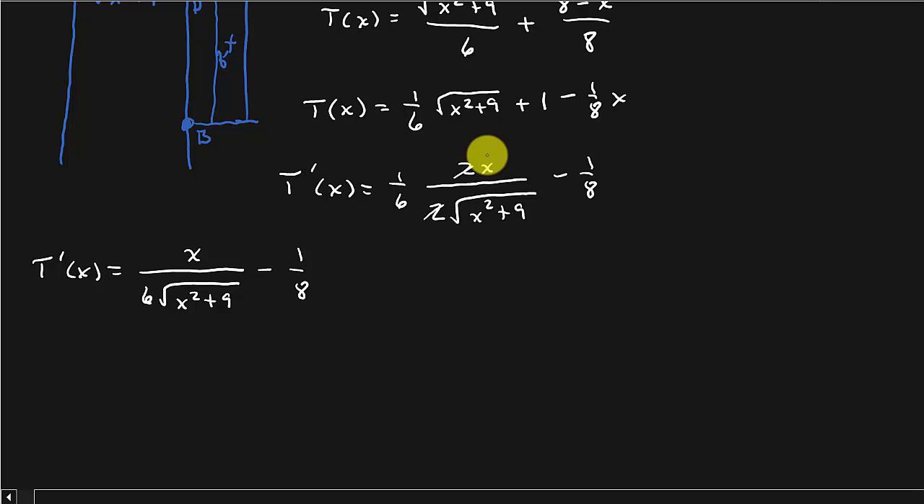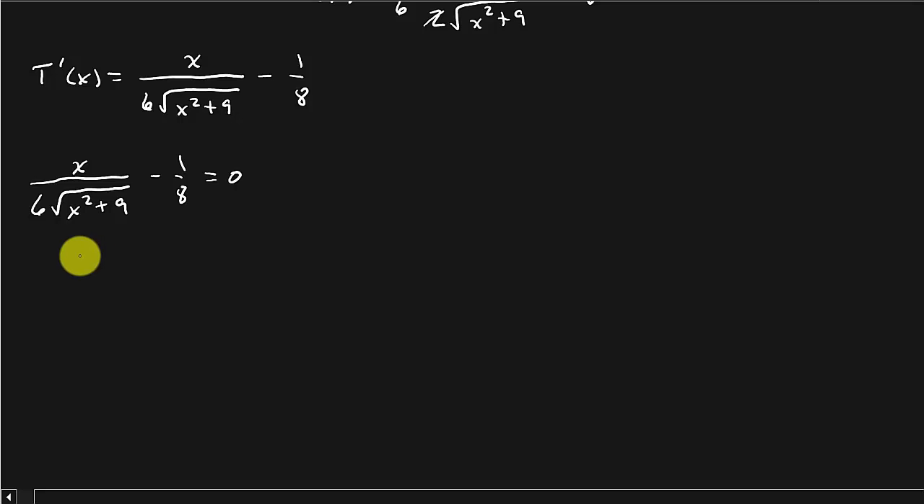All right. Now, we need to set this equal to 0 and solve for x. So I've got x over 6 times the square root of x squared plus 9 minus 1/8 equals 0. So I get x over 6 times the square root of x squared plus 9 equals 1/8.